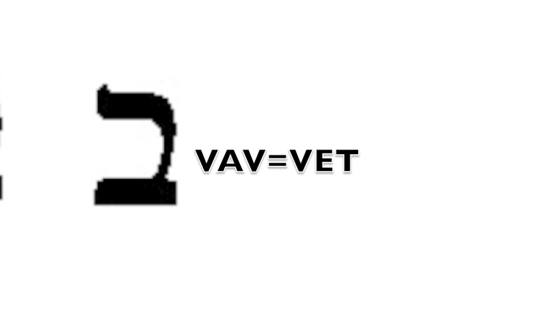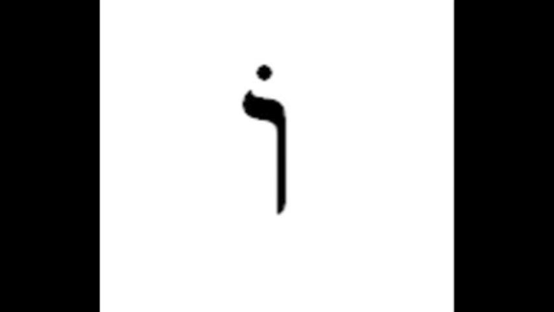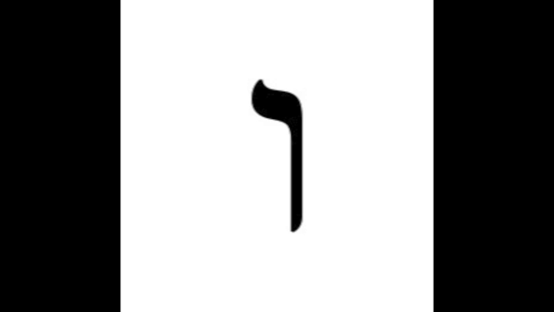The second letter is the VAV, which makes the V sound similar to the vet that you learned in an earlier lesson. You studied the VAV holam in the earlier lesson also. The VAV holam makes the O sound, but without the dot at the top, it makes the V sound as in video.